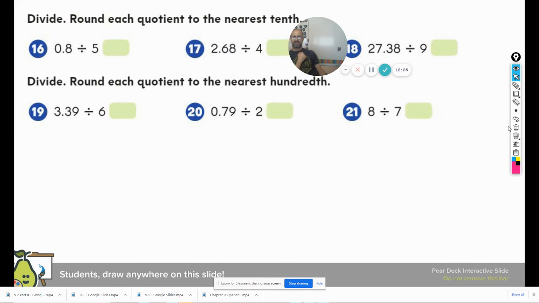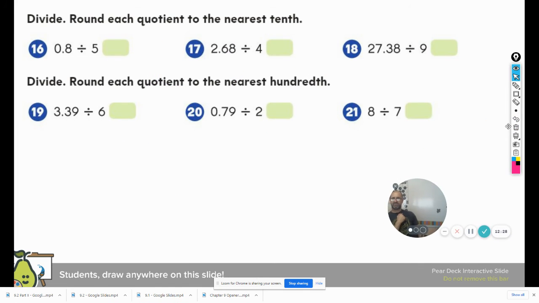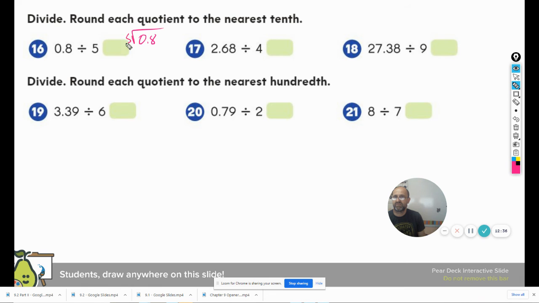Ooh, there's a lot of math here. Divide, round each one to the nearest tenth. Divide, round each one to the nearest hundredth. Okay, 8 tenths divided by 5. 0, 0, 0, 8. 1. 1 times 5 is 5. 3, 0. I get 0 and 16 hundredths. Round that 1 up to a 2. Boom.